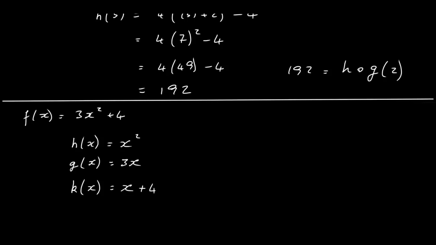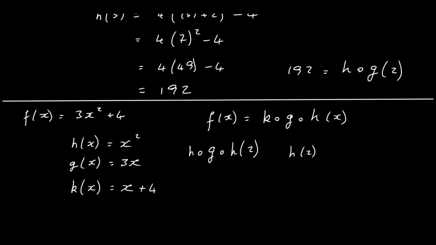So in other words, this f of x here is just going to be equal to k after g, after h of x. So if you take 2, for example, k after g after h of 2 would put the 2 into h first. So you would do h of 2. What did we do to our input in h? We square it and we get 4.